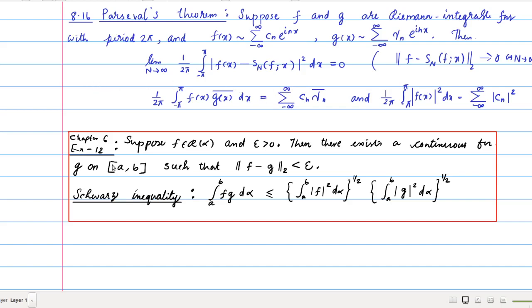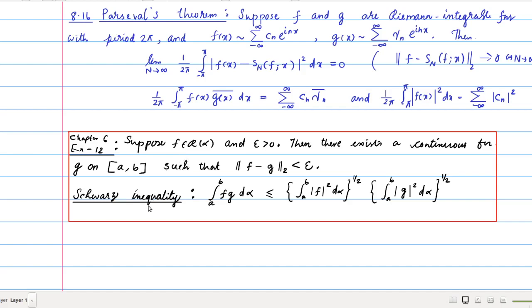To prove this Parseval's theorem, we need to refer to two important results. One is discussed in chapter 6 as example 12. Suppose f belongs to R(α) and epsilon is greater than 0, then there exists a continuous function g on [a,b] such that the 2-norm of f minus g is less than epsilon. So that means with respect to the 2-norm, every continuous function g on [a,b] forms a closure of integrable functions. So that is the first result.